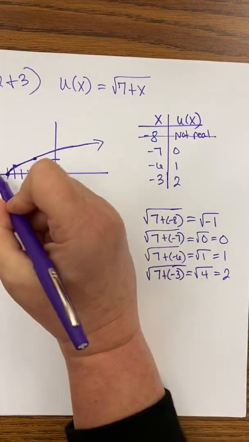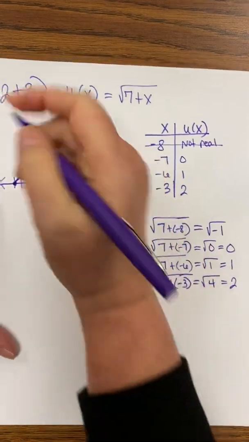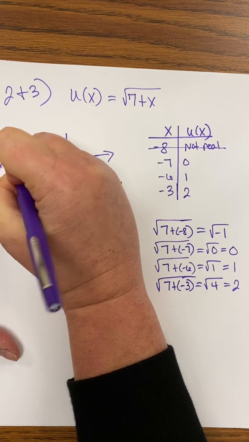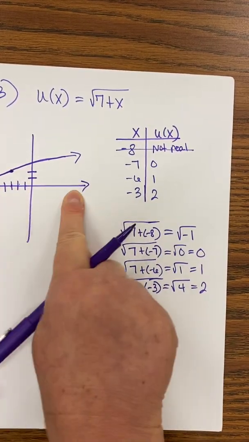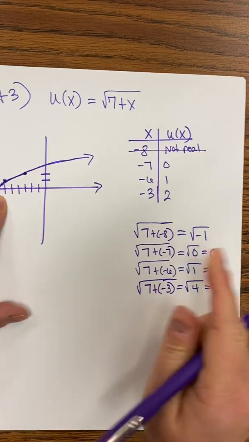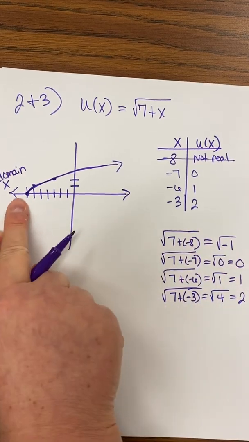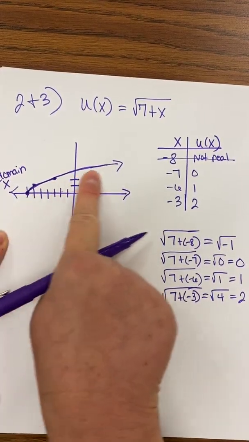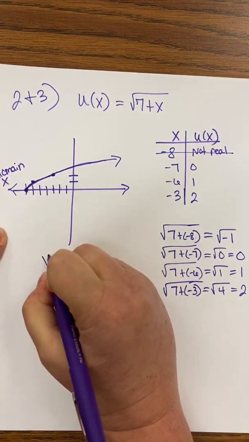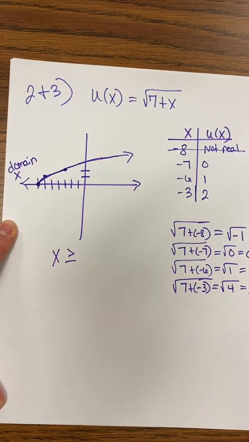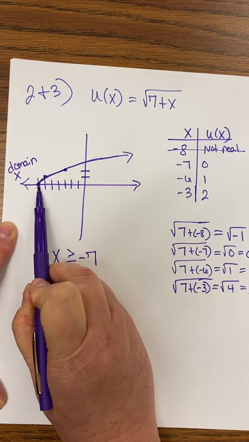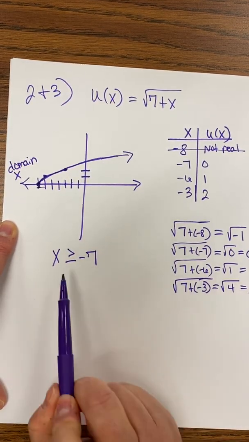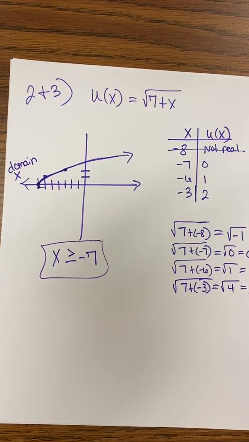Now we can do the domain. Remember, your domain is your x-axis. What could x be, and which way does it go? x could be -7, and then it goes greater than, because it's going off in this direction. So x is everything greater than or equal to -7, because it starts at -7 and then goes this way. That's your domain. Okay? All right, so this covers problems 2 and 3 on lesson 6-3.